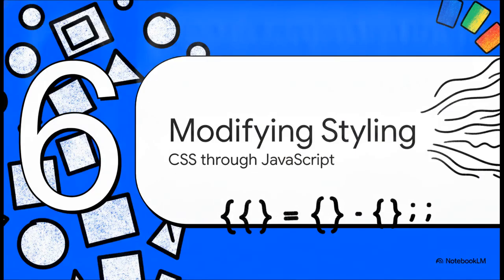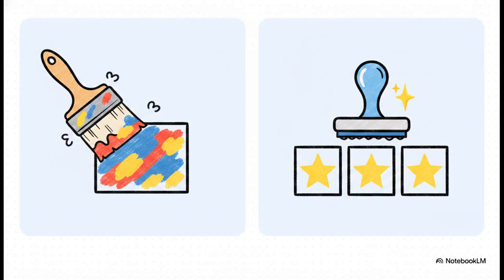And our final block, Section 6, Modifying Styling, CSS through JavaScript. We've changed the structure, we've changed the text. Now let's talk about controlling the visual design and CSS directly through JavaScript. When it comes to visual design, you basically have two main paths. You can use direct inline styling. For example, typing element.style.backgroundColor equals red. This forcibly applies the CSS right onto the HTML element.